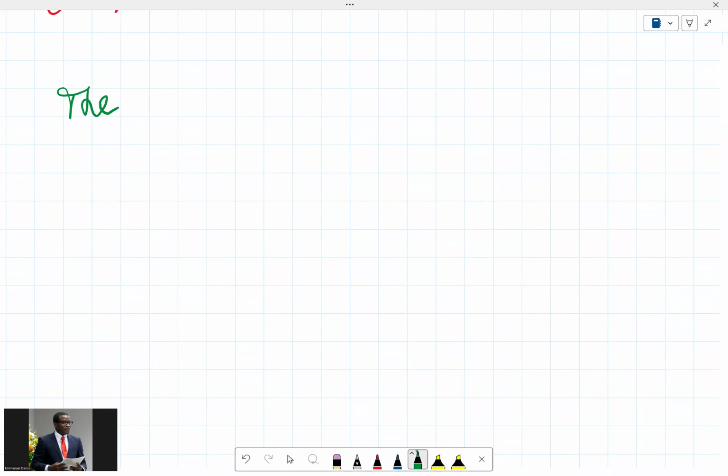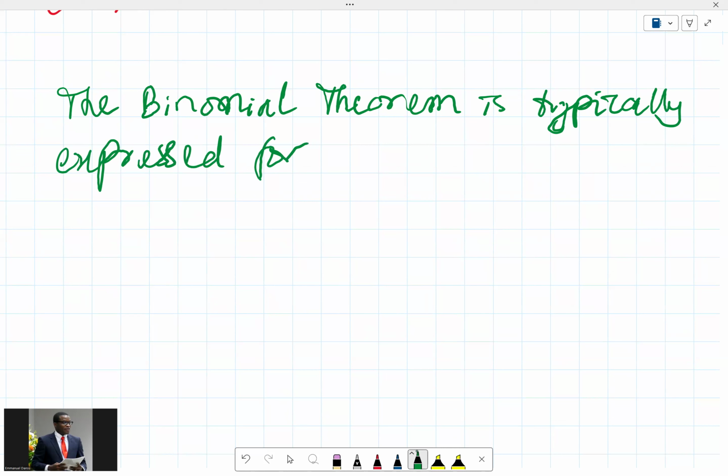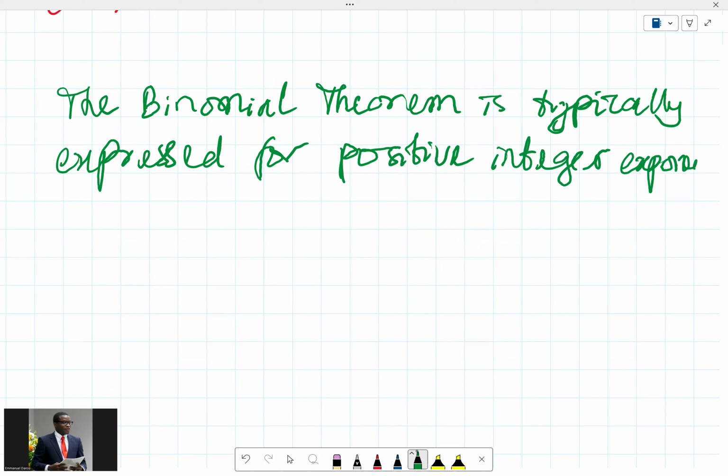So we see that the binomial theorem is typically expressed for positive integer exponents, just like I've explained, positive, not negative. It can be negative and it can be anything apart from integer. For positive integer exponents n.